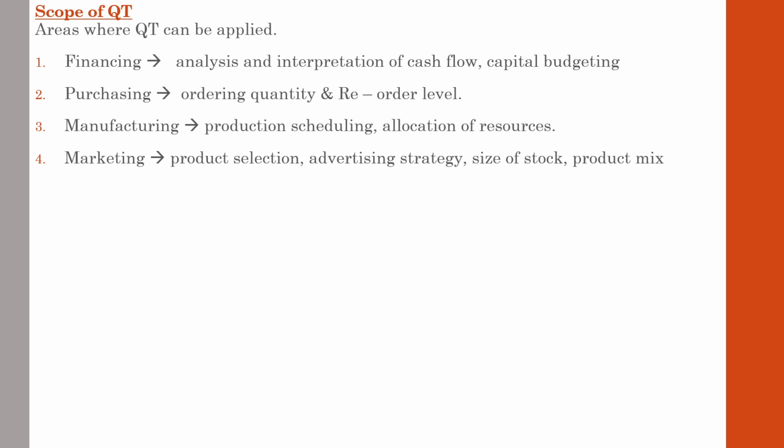Next one, marketing. QT helps the organization with regard to marketing by product selection, advertisement strategy, size of stock, and product mix. Product selection: the organization might be dealing with different types of products, and which product has to be given more importance so that the organization can earn maximum profit at minimum cost, QT helps in deciding that.